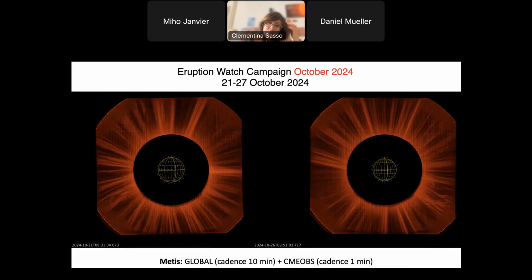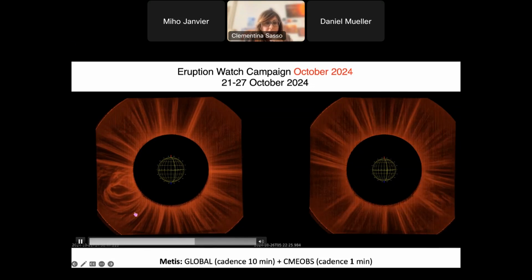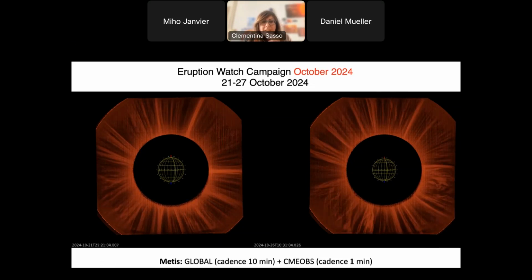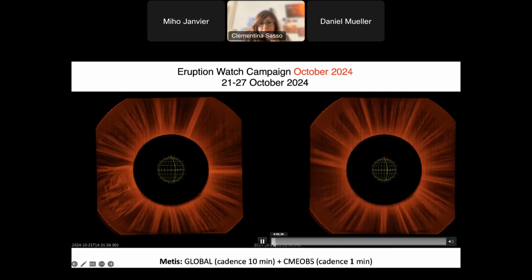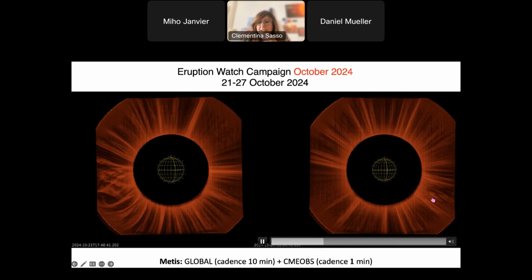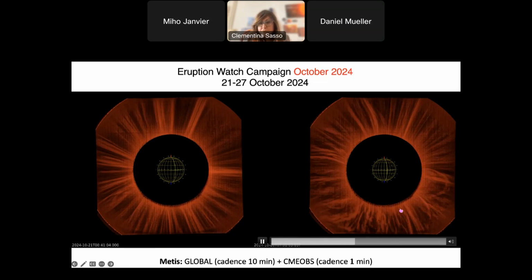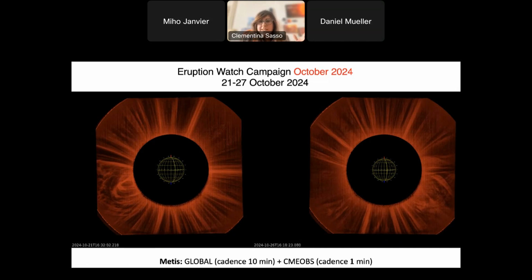Another event is this one. I need to go fast. So here it is the 21st of October, just to show you how we can really, I mean, these are observations at 1 minute cadence for 2 hours. And this is the event we are just studying, that we see first a CME, here also at 1 minute cadence, when you see that it goes very slow. And then this CME on the west limb of the sun is perturbed by a halo CME that just comes into play. So what we are doing now is to study the halo CME.